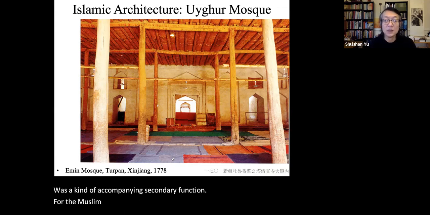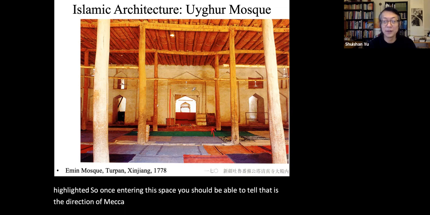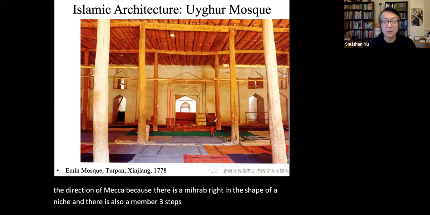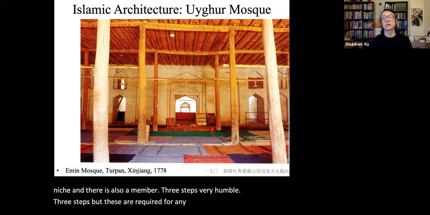But still, the Qibla wall needed to be highlighted. So once entering this space, you should be able to tell that is the direction of Mecca, because there's a mihrab, right, in the shape of a niche. And there is also a minbar, 3 steps, very humble, but these are required for any prayer space in any Islamic architecture.